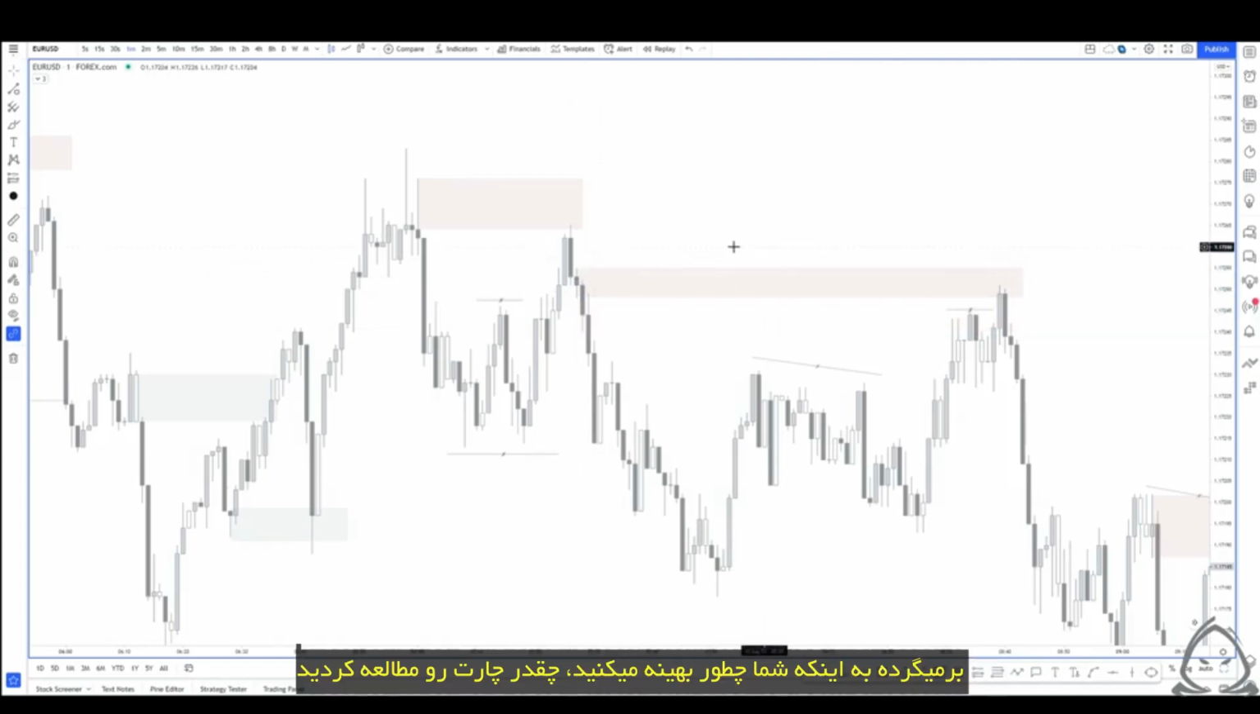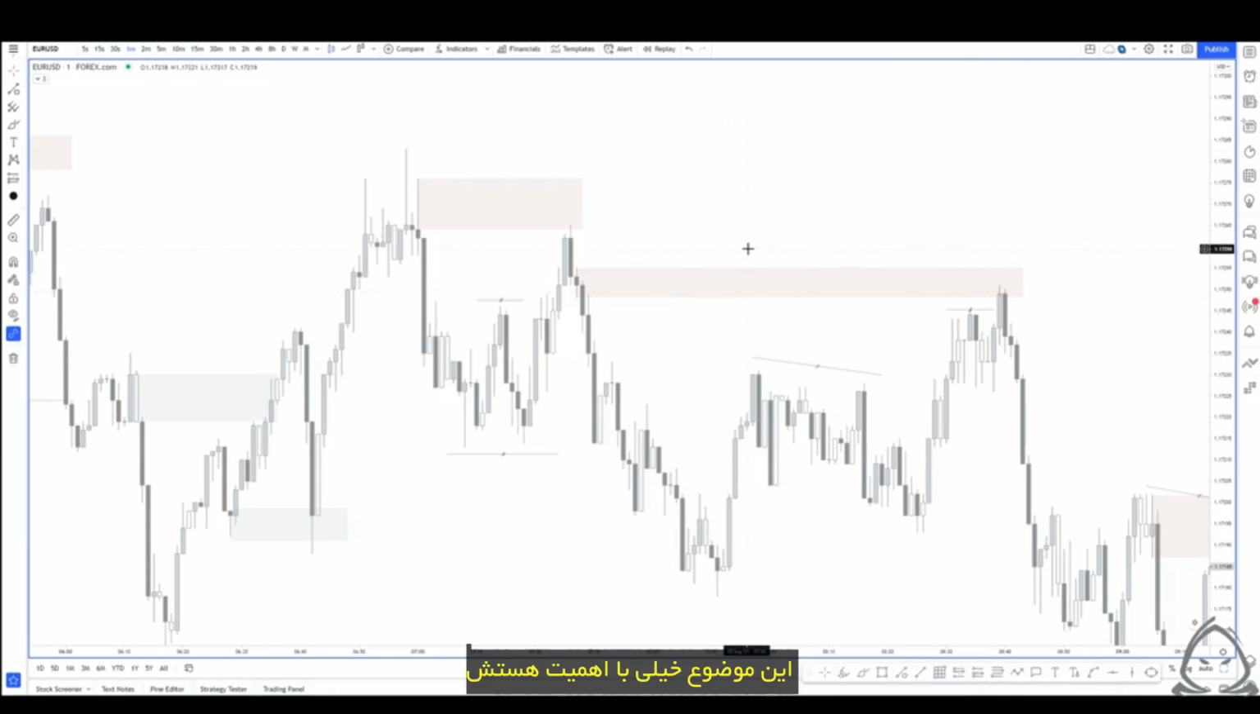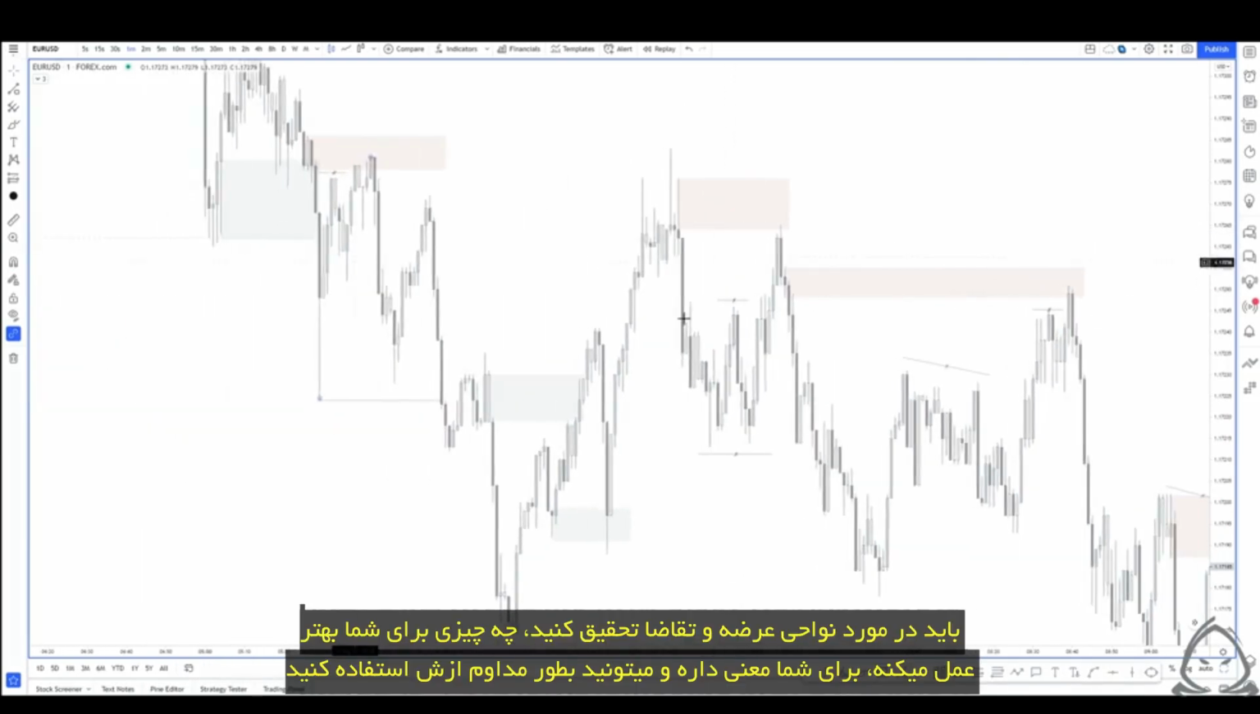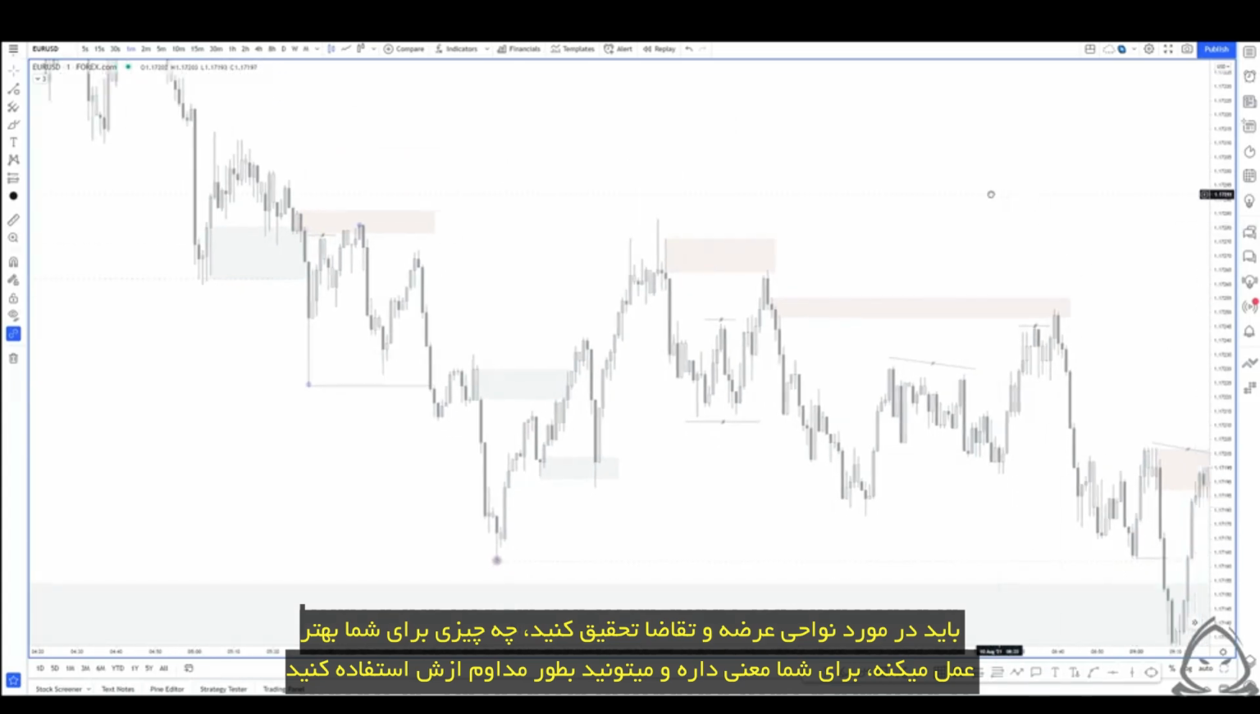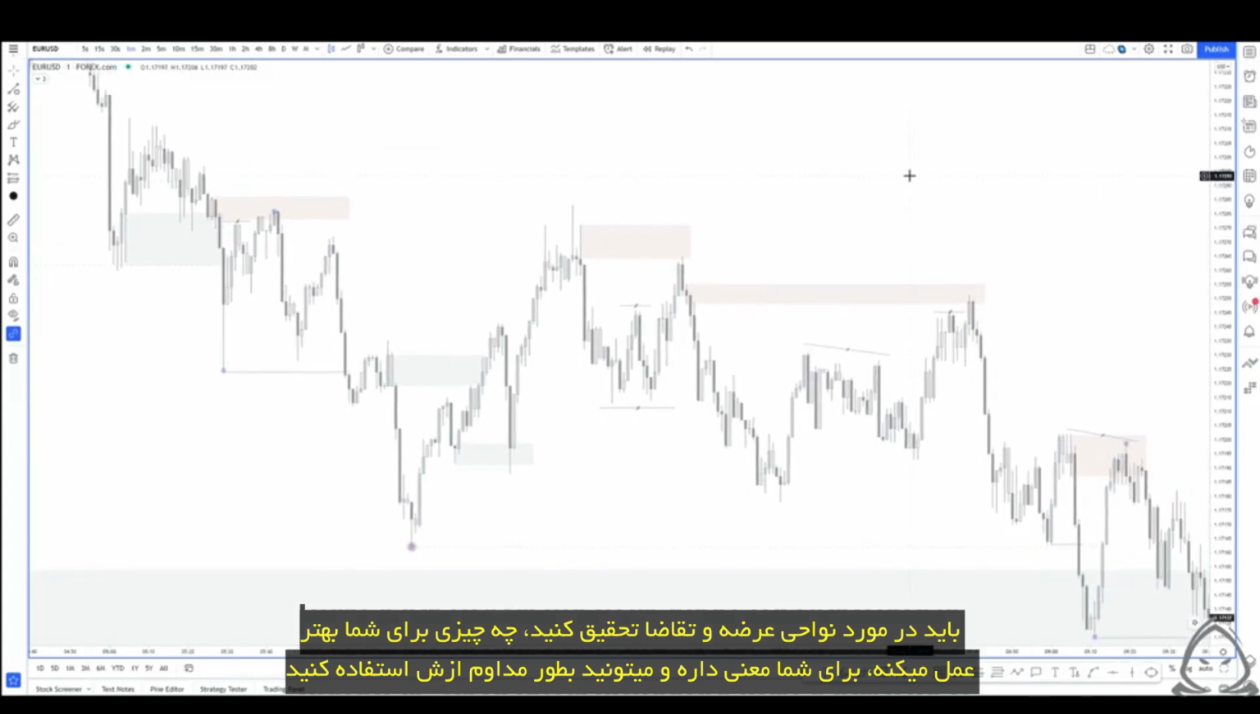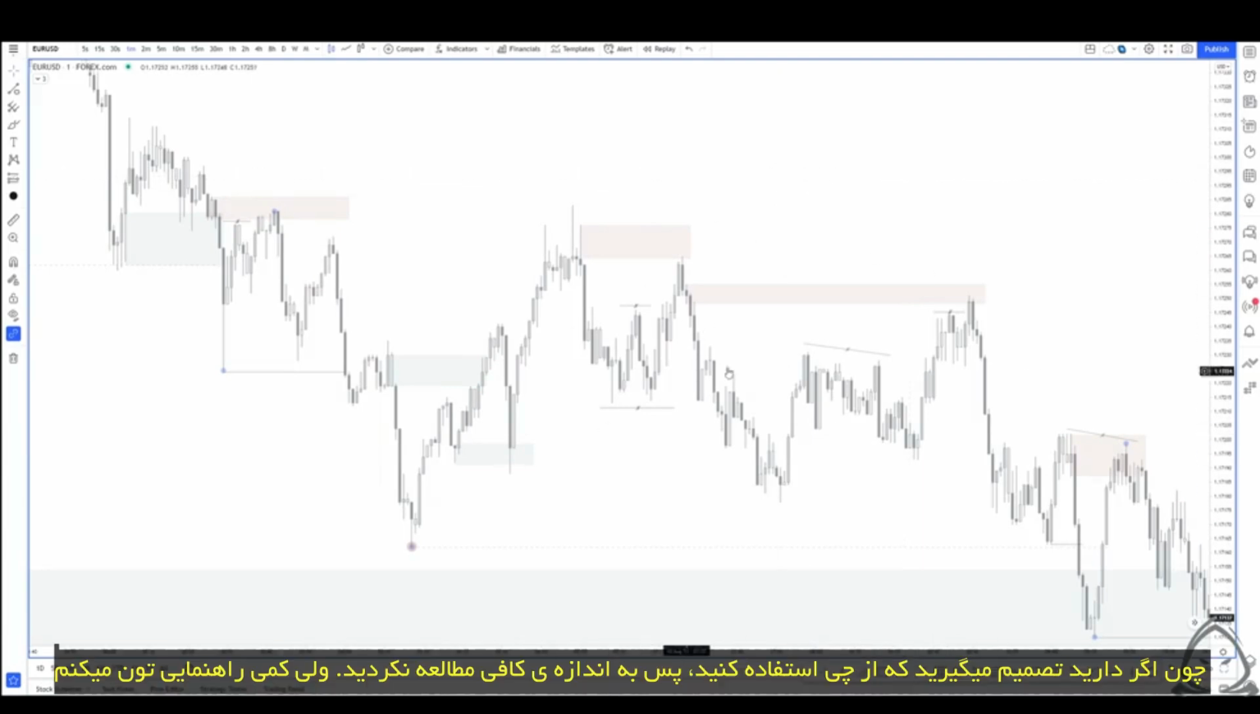It really just comes down to where you refine, how much studying you've done. I cannot stress that enough. You need to put in the work in terms of supply and demand zones, understanding what works for you, what makes sense for you that you can repeatably follow. Because if you're questioning what you should be using, you haven't studied enough.